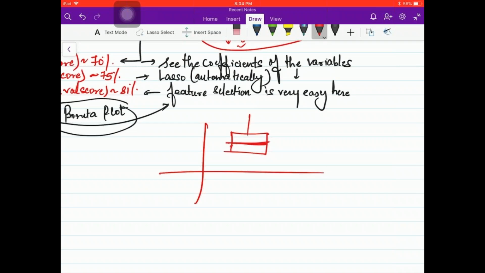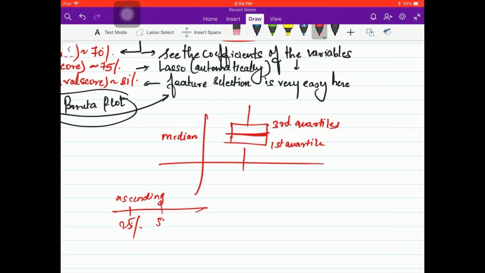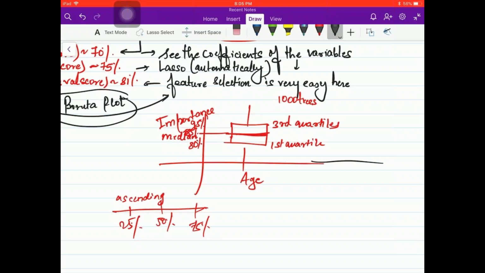If you know what a box plot is, otherwise a box plot is basically this: this is your median, this is your first quartile, and this is your third quartile. What quartiles are is basically, if you arrange your data in ascending or descending order, the first 25% is the first quartile, 50% is the median, 75% is the third quartile. Okay, so it kind of says, let's say, this is the importance and this is the age. So it says out of 1,000 trees, my importance lies between 95% to 80% with a median of, let's say, 85%. It means this is very important. Now, another feature may be like this.